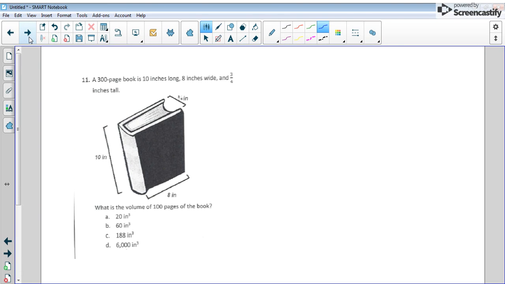Okay, number 11, this is a 300-page book. It's 10 inches long, 8 inches wide, and 3/4 inches tall. I can find the volume of that by doing 3/4. You know what? I'm going to make that 0.75, a decimal. 0.75 times 10 times 8. Remember, order doesn't matter with multiplication because of that commutative property. So 0.75 times 10 times 8 is 60.